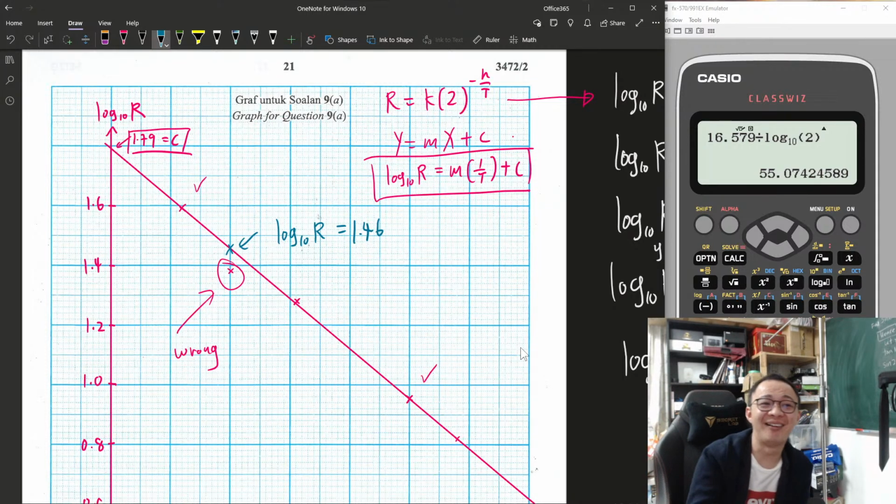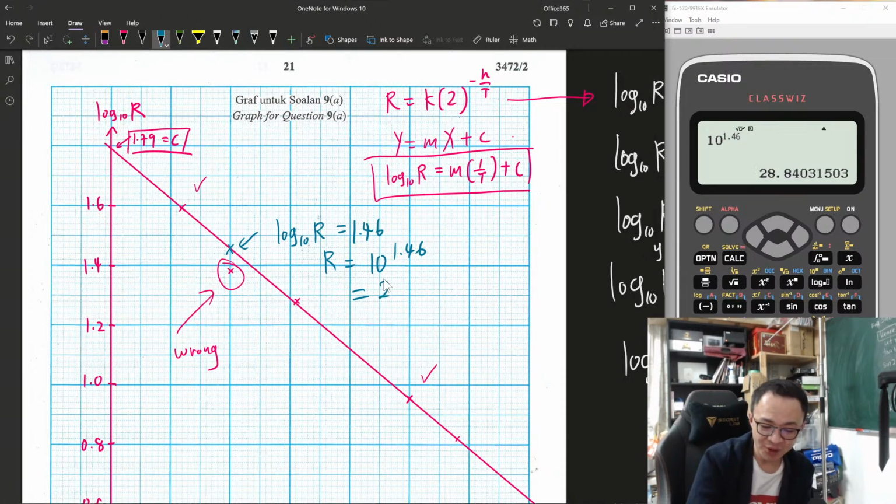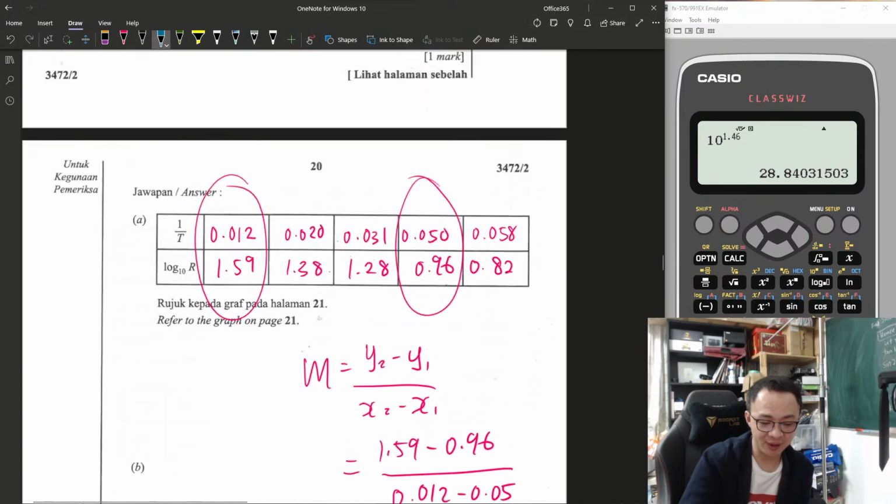Because I need to find the R. R is the rate of change of amplitude, something like that. So R is 10 power 1.46. So 10 power of 1.46. Yeah, so the temperature is not 24, it should be 28.8 degrees Celsius.